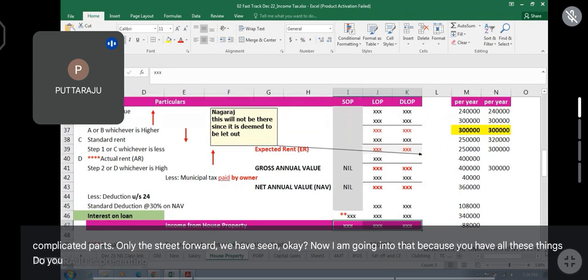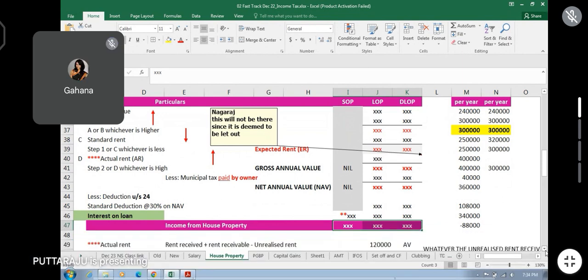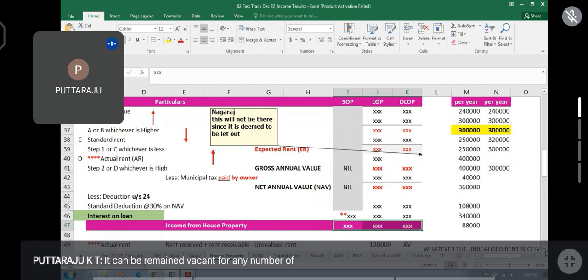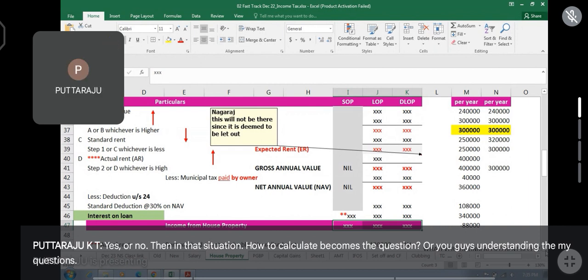Do you expect the property to be let out for the entire year always? No, sir. It can remain vacant for any number of months in a year. Then in that situation, how to calculate becomes the question. Are you understanding my questions now? Yes, sir. Okay.